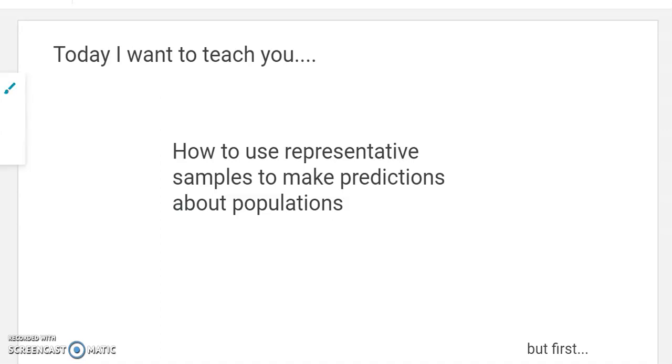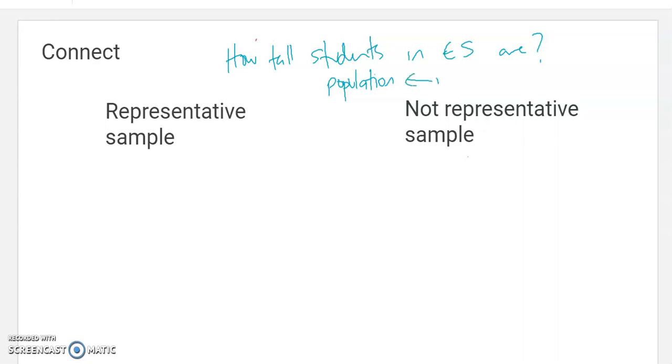Since this is about representative samples, let me start with a reminder of what those are. Let's say I wanted to find out how tall students in an elementary school were. If I wanted to answer that question, that's called a population, right? The whole school is the population, or the whole country, or whatever the total group of people are. And it's often not reasonable to ask every single person in the whole school or the whole country or the whole whatever.